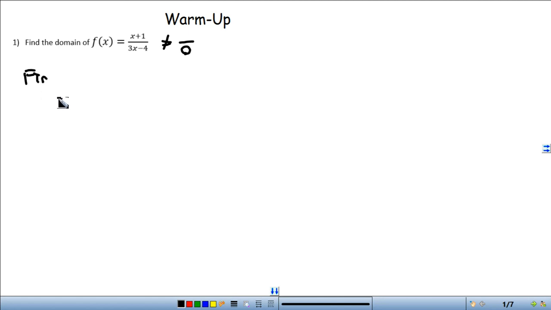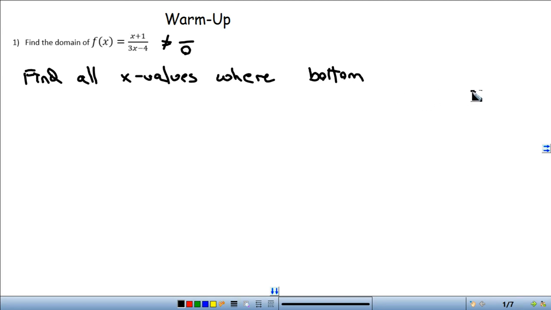So what we've got to do is find all x values where the bottom of the fraction, or shall I say, the denominator of the fraction, is equal to 0. So I'm just going to take that denominator, 3x minus 4, and set it equal to 0. And I'm going to solve. And that'll give me the x values where the denominator is equal to 0.